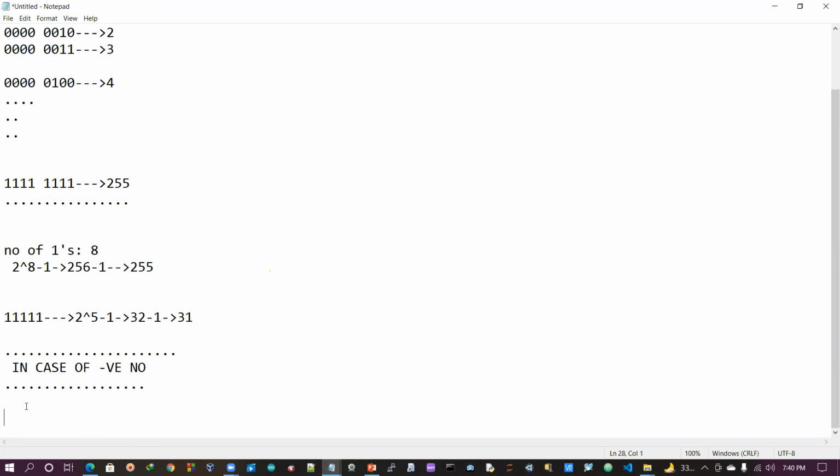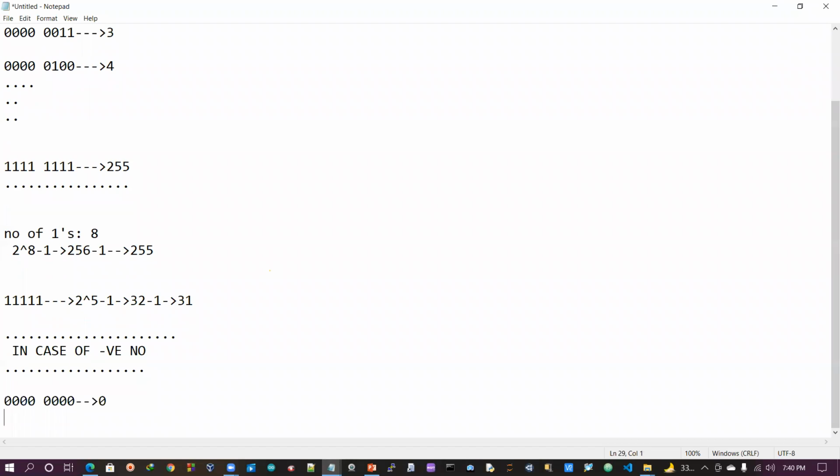Now see here. Suppose I'm taking any data: 0, 0, 0, 0. Now 0, 0, 0, 0. Which number does it represent? 0. Correct. Again, I'm taking 0, 0, 0, 0, 0, 0, 0, 1. Which number does it represent? 1. Okay.